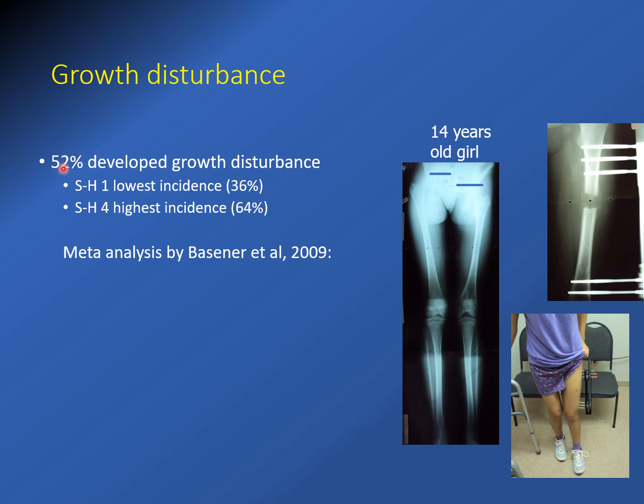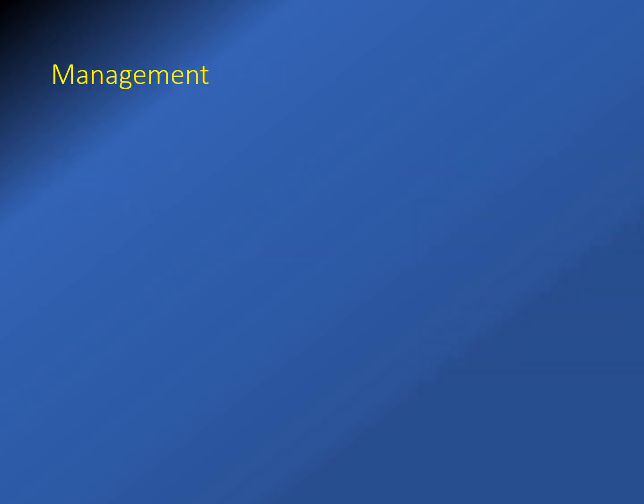Collectively, about 50% of them will have growth disturbance. The growth disturbance can be in the form of a deformity or limb length discrepancy. This is an example of one of my patients, and you can see there is a 5 centimeter limb length discrepancy. The affected side is shorter than the other side, and this patient required lengthening to correct that shortening.